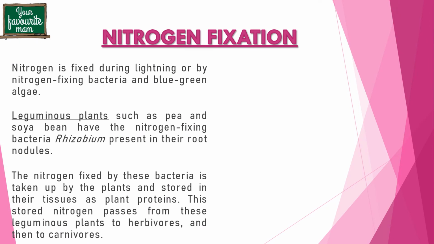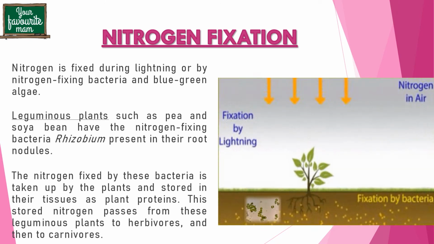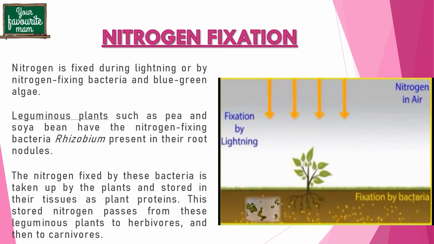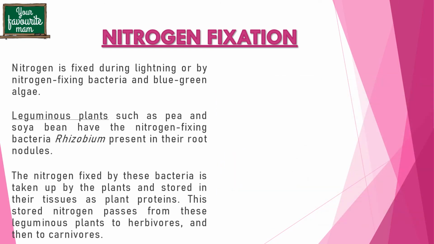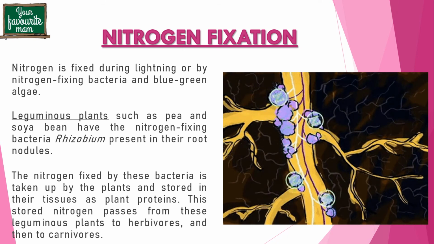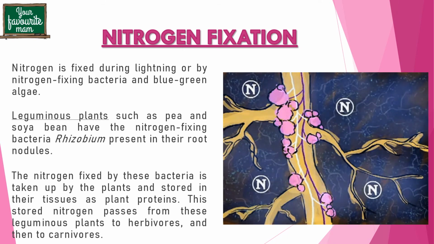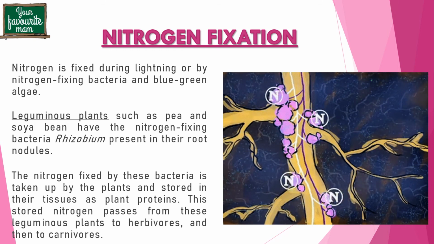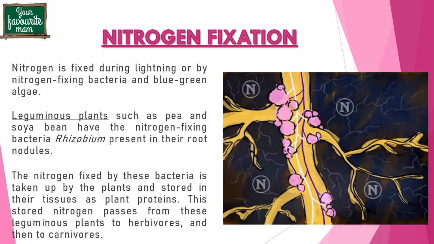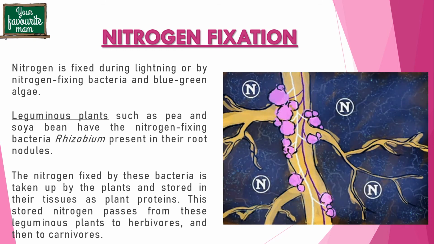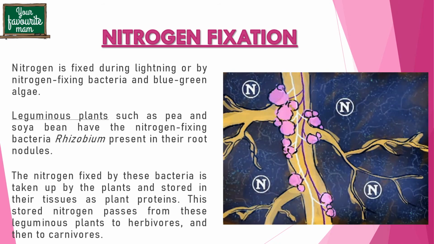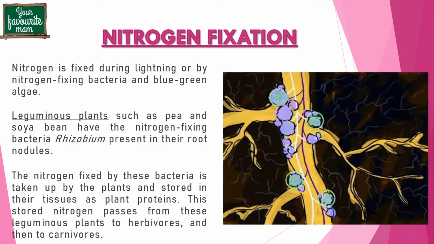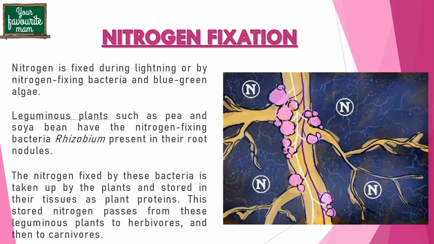So how does this nitrogen fixation happen? Nitrogen is fixed by lightning or by the nitrogen fixing bacteria and blue-green algae in the soil. Leguminous plants such as pea and soybean have nitrogen fixing bacteria, that is Rhizobium, present in their root nodules. The nitrogen fixed by these bacteria is taken up by the plant and stored in their tissues as plant proteins. This stored nitrogen passes from these leguminous plants to herbivores and then to carnivores.